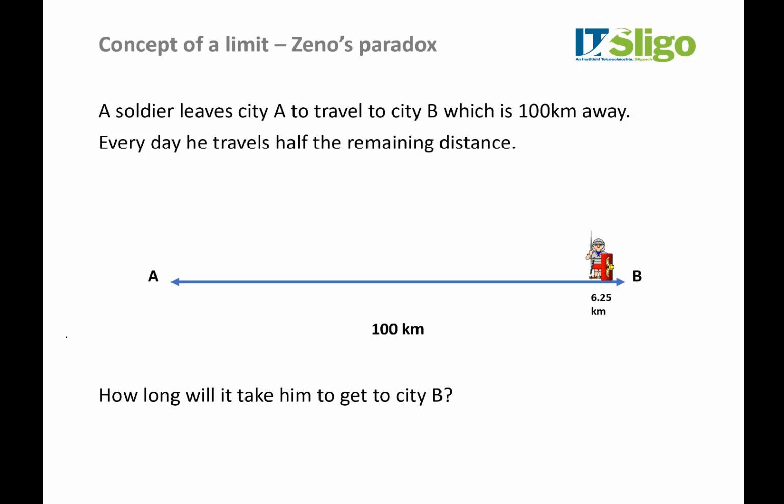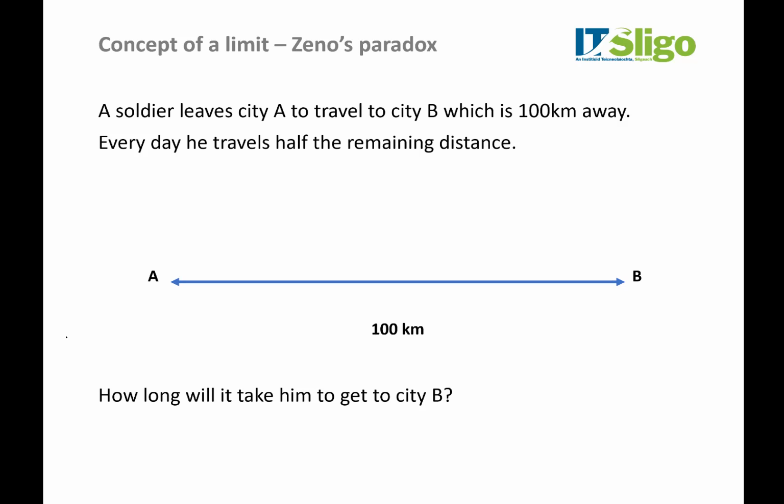The answer is he'll never actually get there, although he will get infinitely close to city B. Say after 300 days he's only got a centimetre left to go. Well, the next day he's only going to travel half a centimetre, so he'll still never reach there. Say another 100 days later he's only a nanometre away from city B. The next day he's only going to travel half a nanometre. And it continues. The gap between him and the city gets infinitely small, but he can never reach it. And this is Zeno's paradox then.